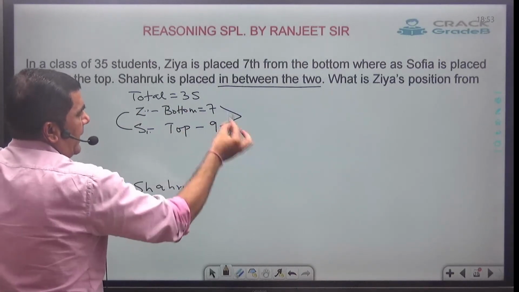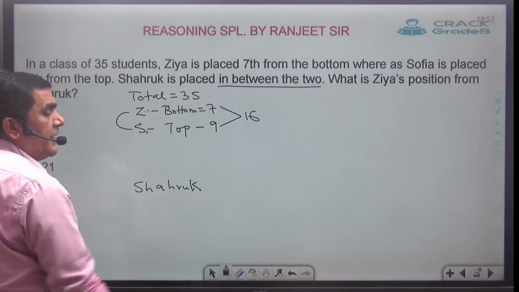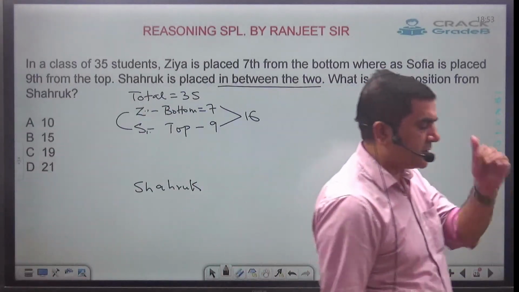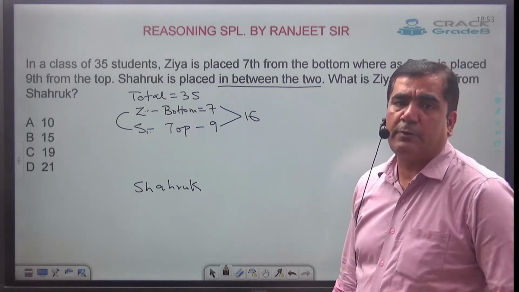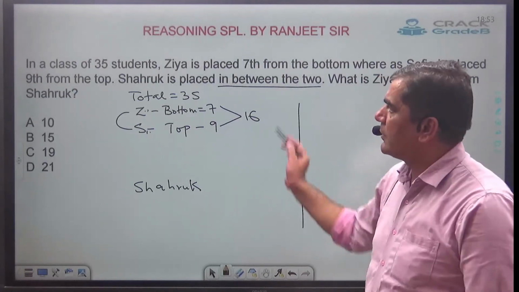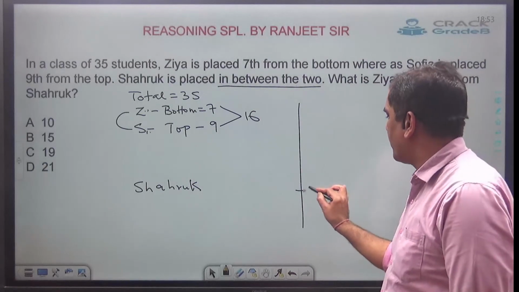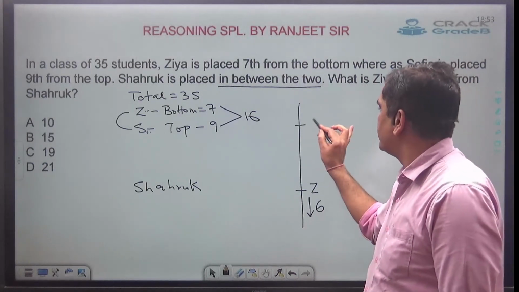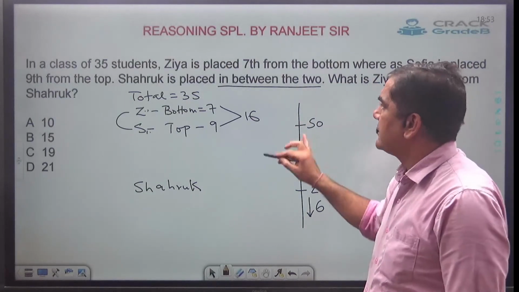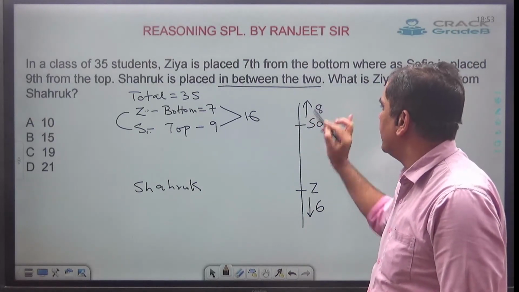If I add, it comes out to be 16. Total is more than the sum of the positions. That will be case number 1. So let's plot. Zia is 7 from the bottom, so to the bottom of Zia must be 6. Sophia is placed 9 from the top, so to the top of Sophia it must be 8.